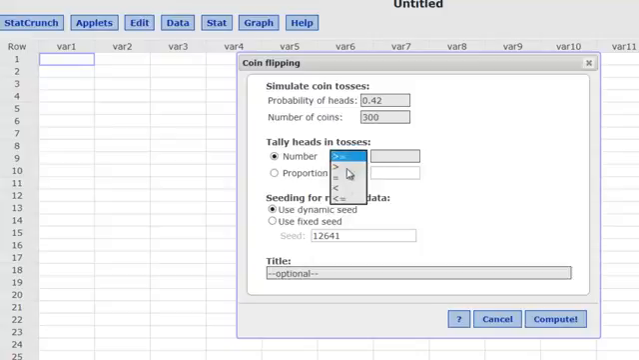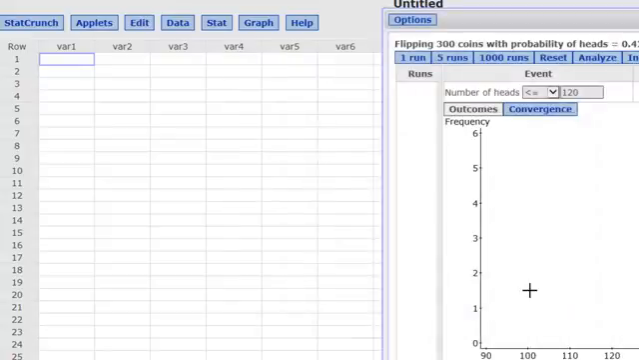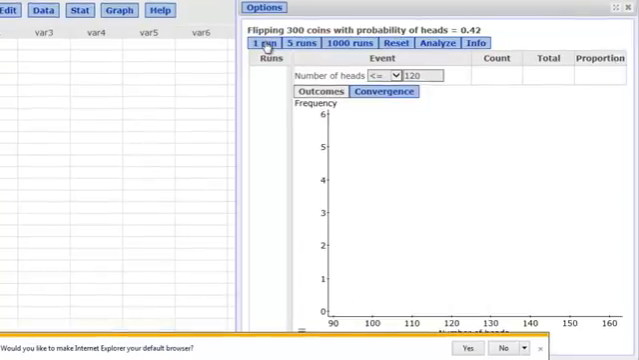Ultimately, I want to know how often I get 120 or fewer. Meaning, how likely is it to get 120 Republicans out of 300? Because that's what I observed, under the assumption that the likelihood of getting a Republican is 0.42. So I'm going to do this one run so you can see how the applet works.